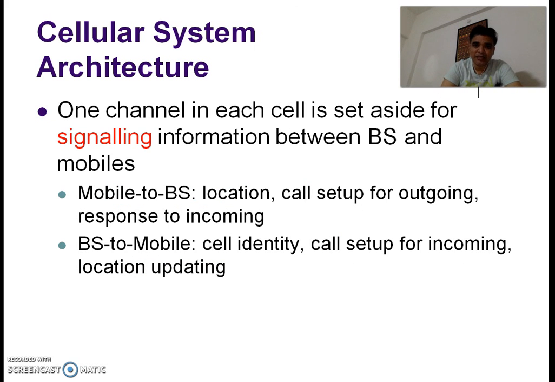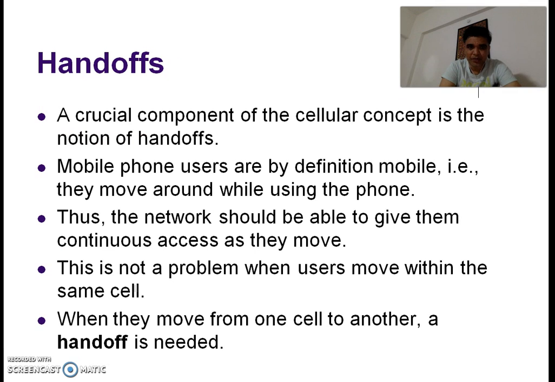One channel in each cell is set aside for signaling information between base stations and mobiles. Mobile to base station: location, call setup for outgoing, response to incoming. Base station to mobile: serial identity, call setup for incoming and location updating. This is the use of signaling between the base station and mobile, that is the use of one channel. So, handoff.